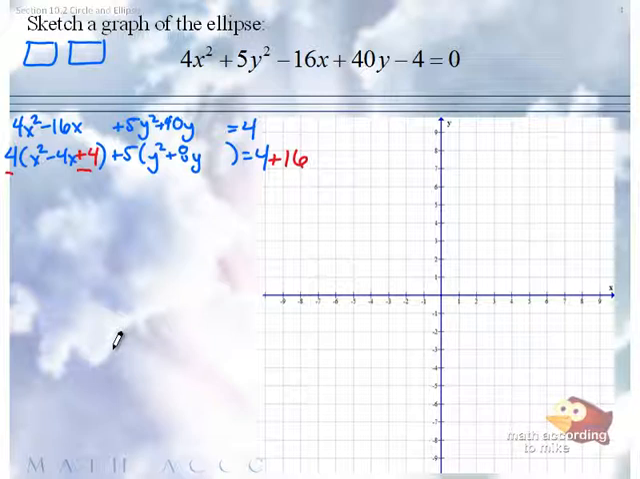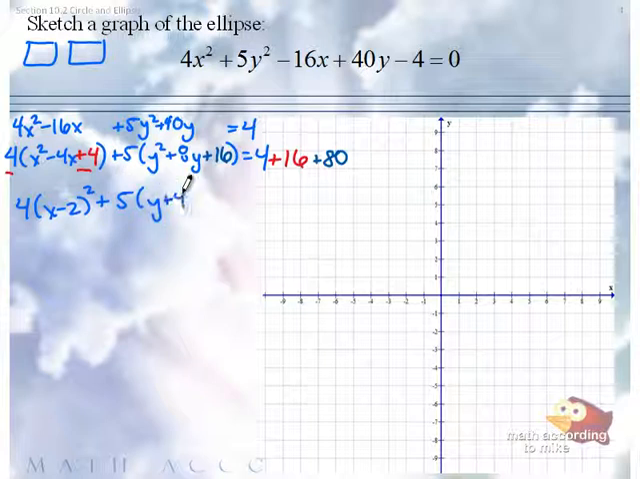What number goes inside these parentheses to complete the square for the y? 16. But what number did we really just add? 80. So to balance it, we have to add 80 to the right. All right. Doing so, we get 4 times the quantity x minus 2 squared, plus 5 times the quantity y plus 4 squared, equals, what is 4 plus 16 plus 80? 100.